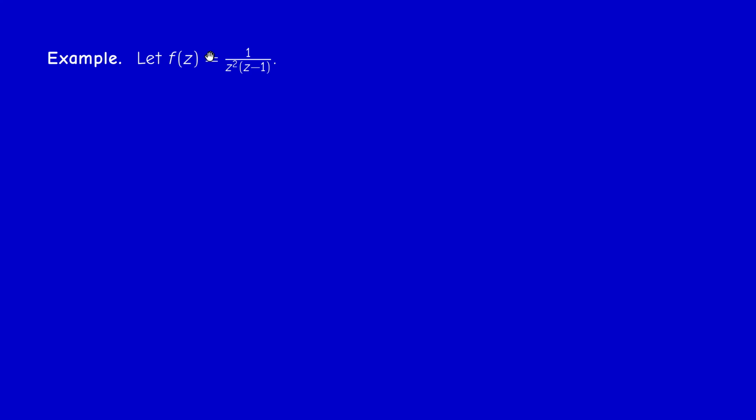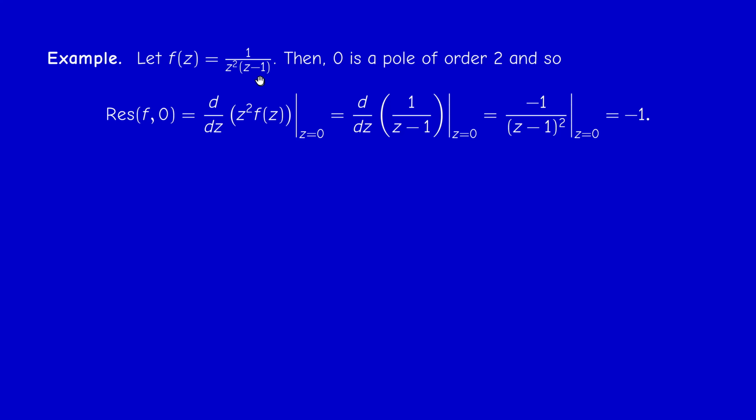For example, if you take 1 over z²(z minus 1), we see that 0 is a pole of order 2 because I can expand this in a geometric series about 0, and then I divide by z². Of course, you always have the option of expanding in a Laurent series if you like, but if you want to apply this formula, here p equals 2, so we multiply by z² and then differentiate 1 time, because p equals 2. So we differentiate p minus 1 times and you get minus 1.